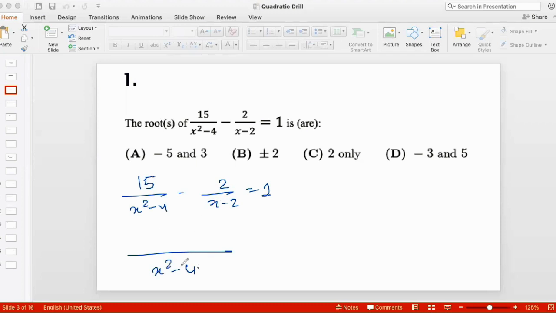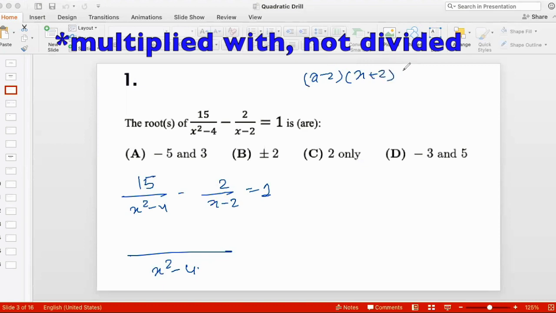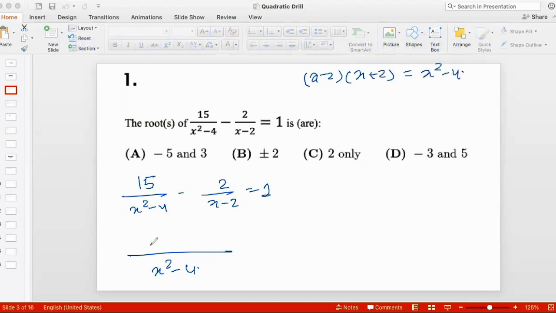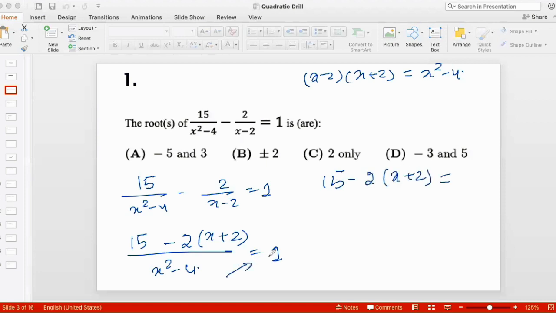That would be x square minus 4, because x minus 2 when multiplied with x plus 2 gives x square minus 4. So 15 will just be 15, and this 2 will have to be multiplied with x plus 2. And on the right hand side, we have 1. So 15 minus 2 times x plus 2. When we take this to the right hand side, it becomes x square minus 4. So 15 minus 2x minus 4 is x squared minus 4.